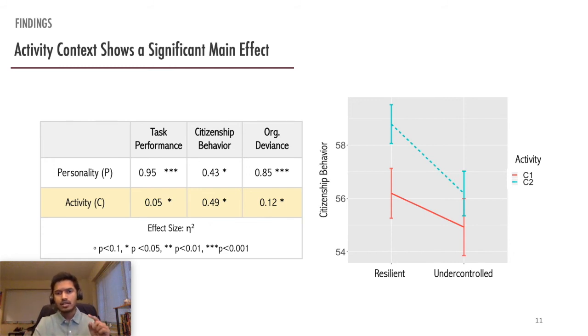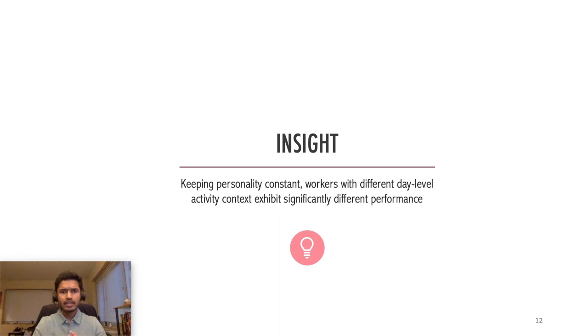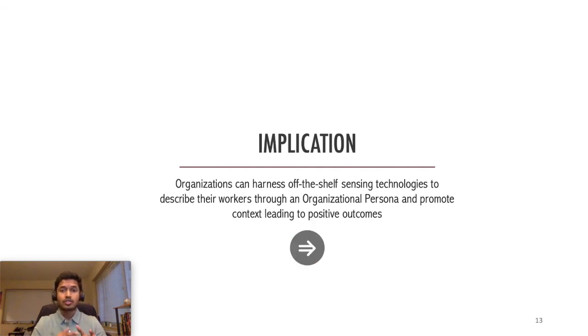However, if these workers also demonstrate batched phone use and better sleep, their citizenship behavior is actually higher, and in some cases as much as certain workers from the resilient category. So together, this approach now provides empirical evidence to suggest that even with the same personality type, different activity contexts can significantly indicate performance. This presents organizations an opportunity to use sensing technologies, identify these personas in their workforce, and then test the effect that changing certain contexts could have on their workers' performance.